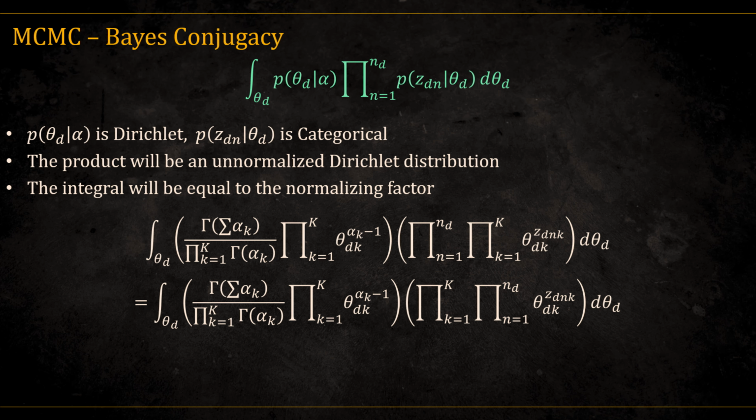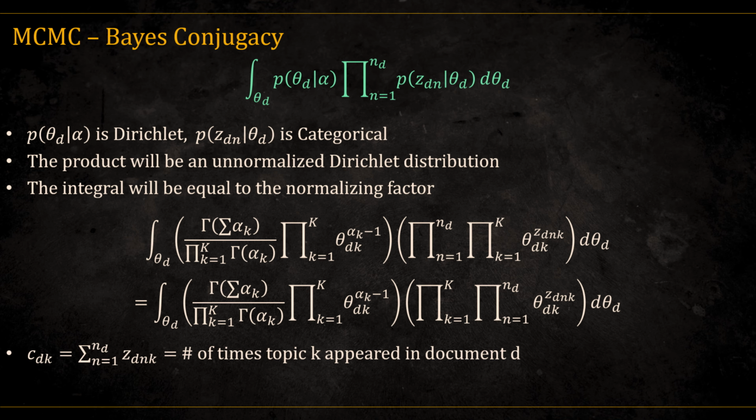Luckily for us, since the first term is Dirichlet and the second product is categorical, we can use the Bayesian conjugacy property and find that their product will be an unnormalized Dirichlet distribution. So the integral will be equal to the normalizing factor of that distribution. Let's see this. We expand the probability expressions. Then we rearrange the products in the second part.